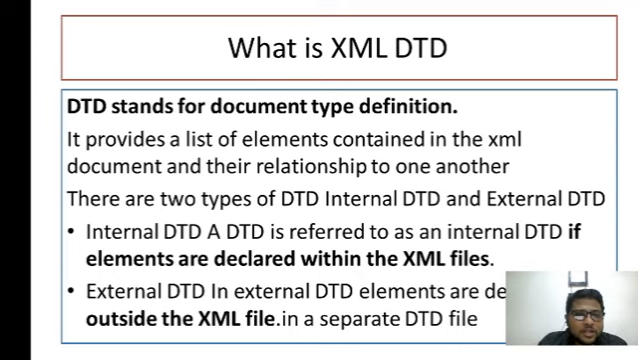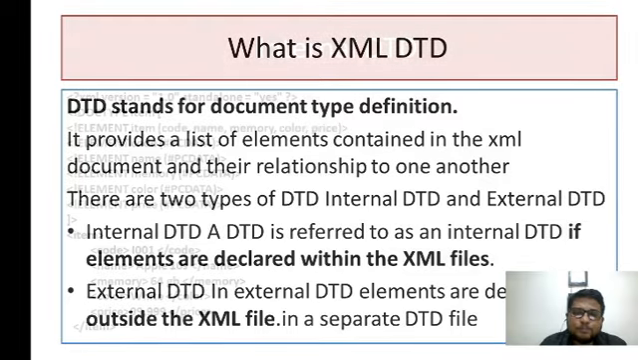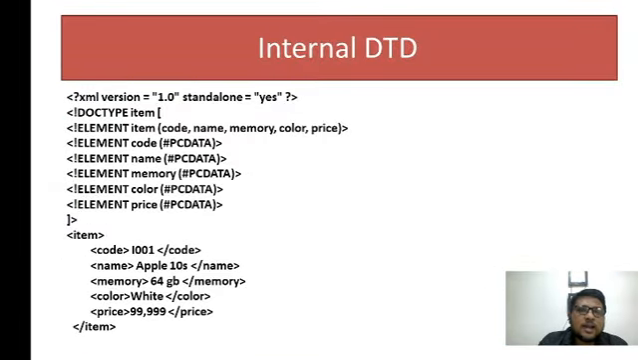There are two types of DTD: internal DTD, where the XML and the DTD are in the same file, and external DTD, where the DTD is in a separate file and the XML code is in a separate file. So this is an internal DTD. Look at this carefully, you will see.